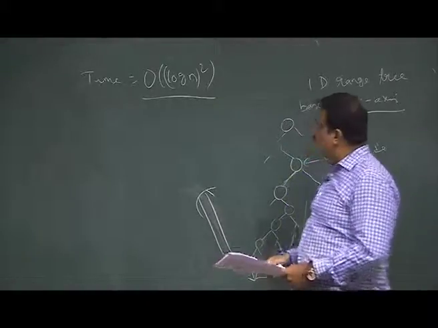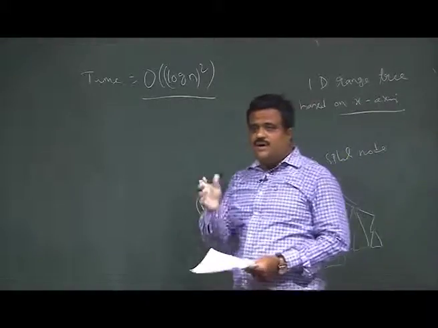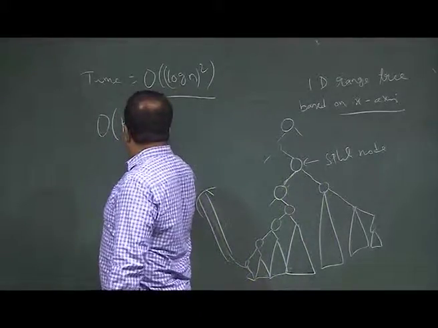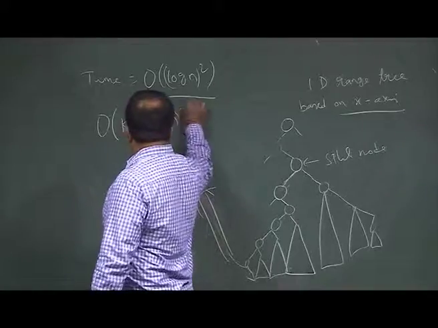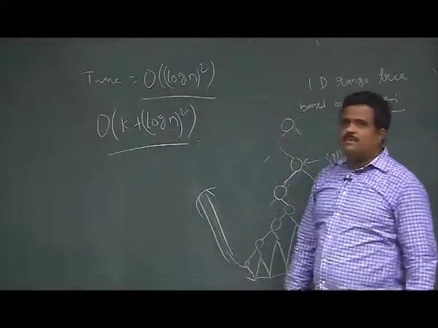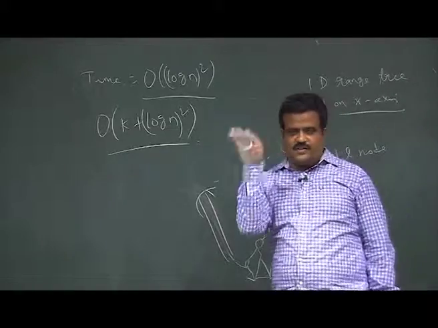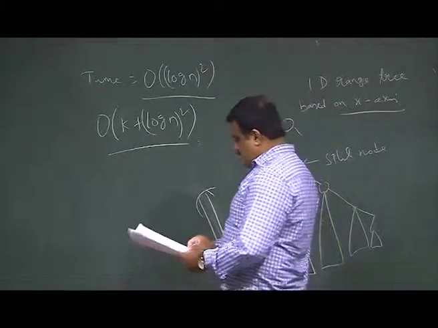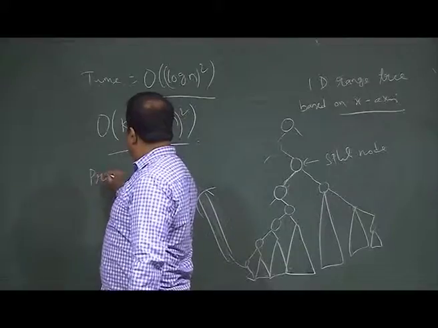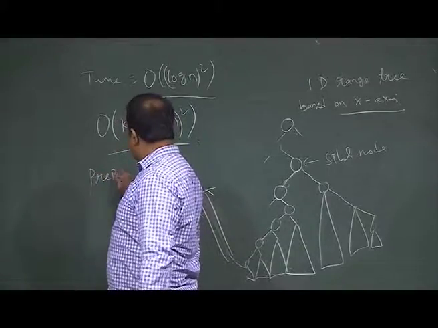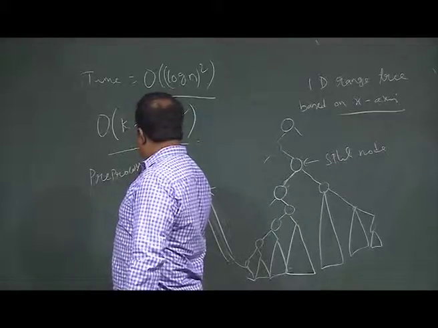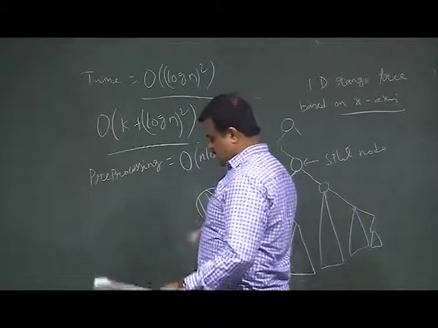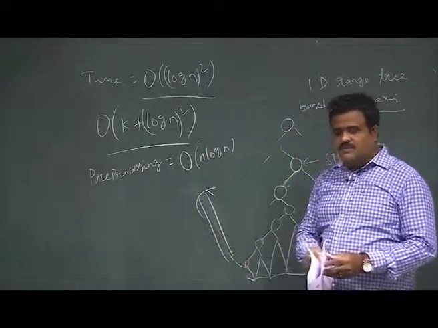And so, after knowing the subtrees, if we have to report all the elements, then it will be k plus log n square. This is output sensitive. If k is the number of points which lie in that rectangle, then it will be k plus log n square. Okay. And pre-processing time is basically the same as earlier, it is n log n, and the space is also the same.